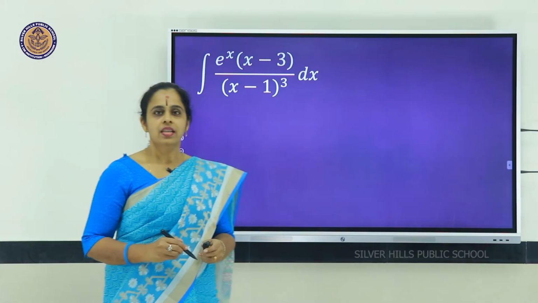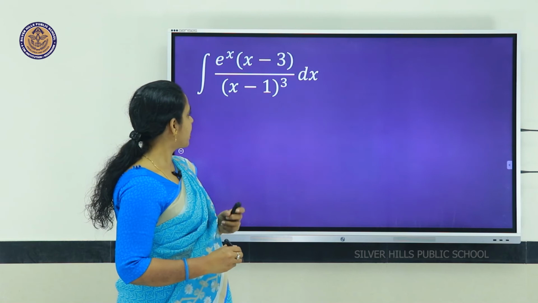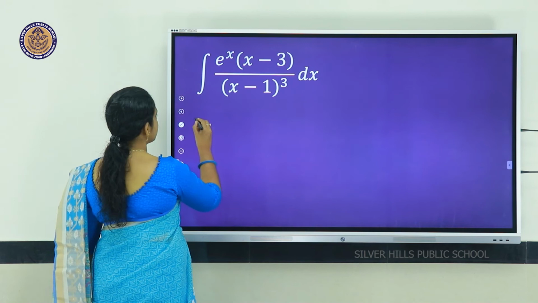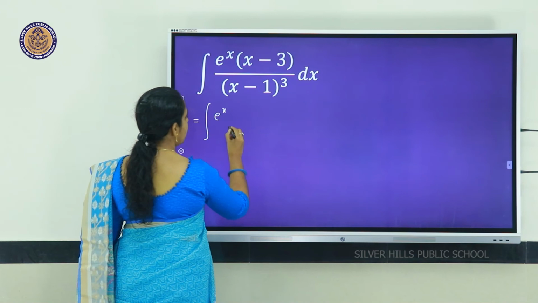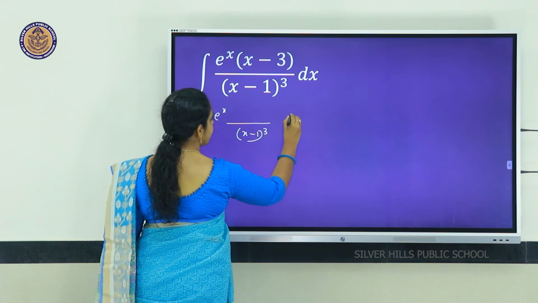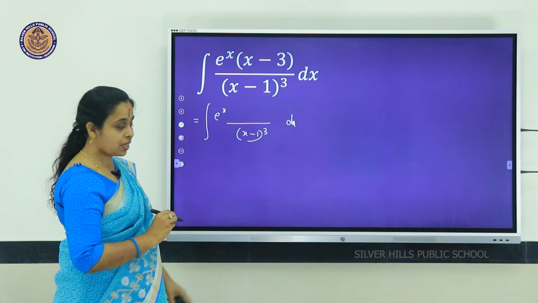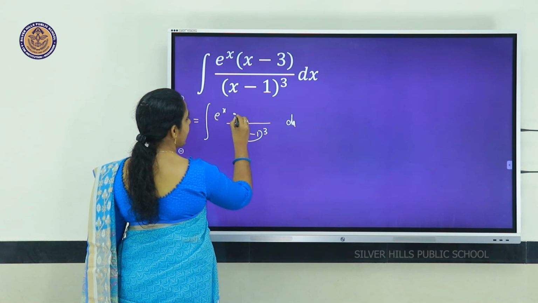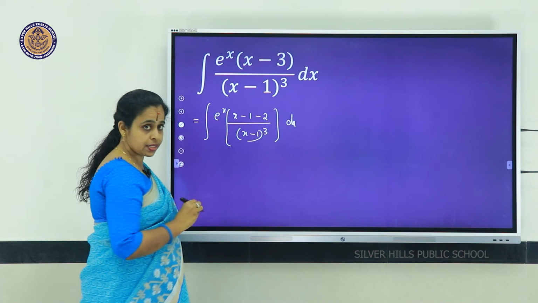Let us see another one question. Integral e raised to x into x minus 3 divided by x minus 1 whole cube dx equal to integral e raised to x. I am writing the denominator first, x minus 1 whole cube dx. What about the numerator? It is x minus 3. Seeing this x minus 1 in the mind, let me write it as x minus 1 minus 2. Is it correct? Yes. Minus 1 minus 2 is minus 3.